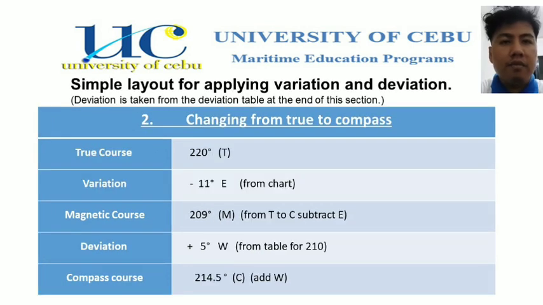Number 2, changing from true to compass. True course 220 degrees. Variation minus 11 degrees east from chart. Magnetic course 209 degrees; from true to compass, subtract east. And deviation, now plus 5 degrees west from the table for 210. Compass course 214.5 degrees, and add west.